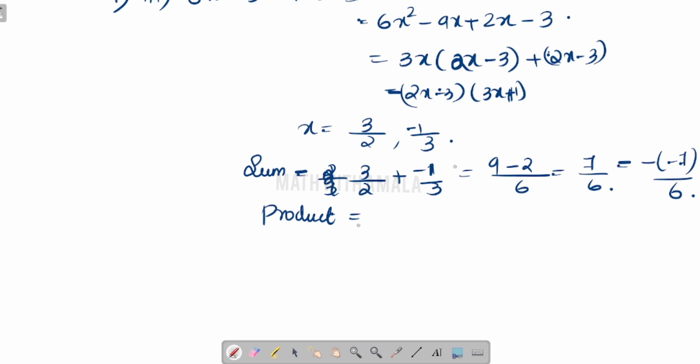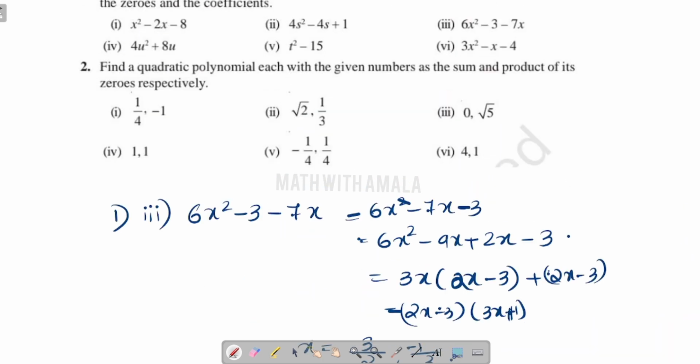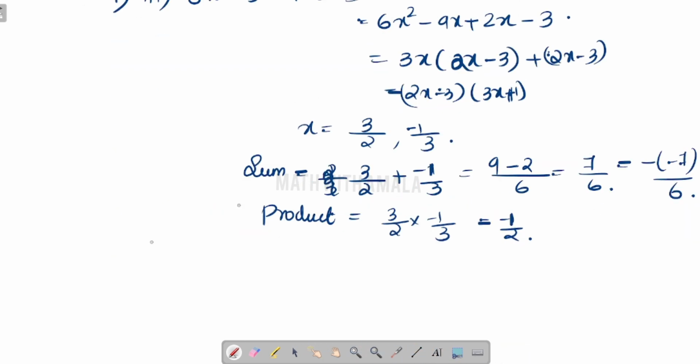You will get it like, yes, you can write the sum like minus of minus 7 by 6, that is actually minus of coefficient of x by coefficient of x square, and the product is constant term divided by coefficient of x square, minus 1 by 2. Fourth part, 4u square plus 8u. It's very simple. Since 4u can be taken out commonly, 4u into u plus 2.